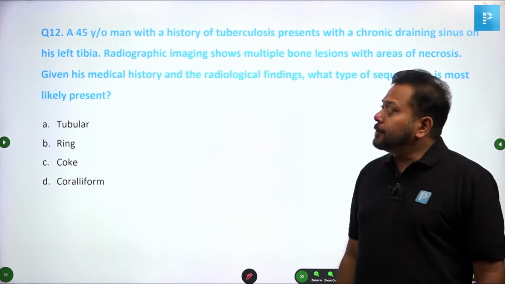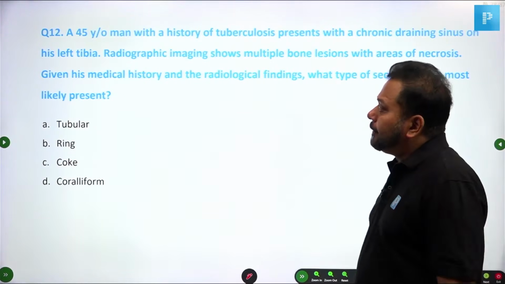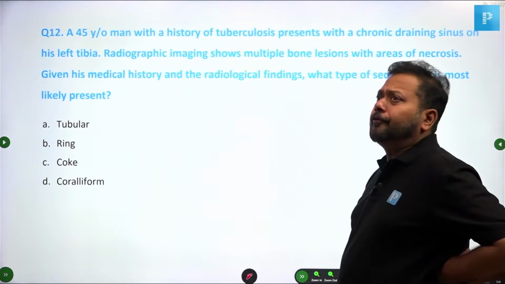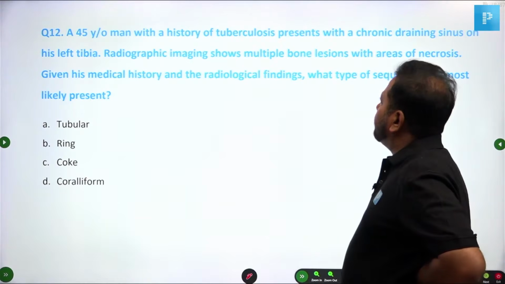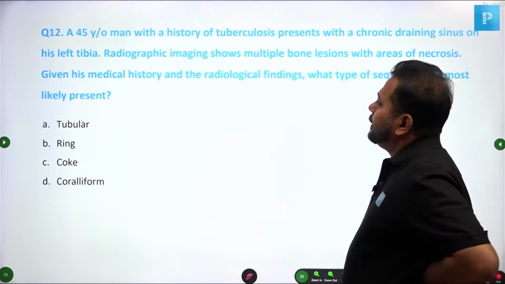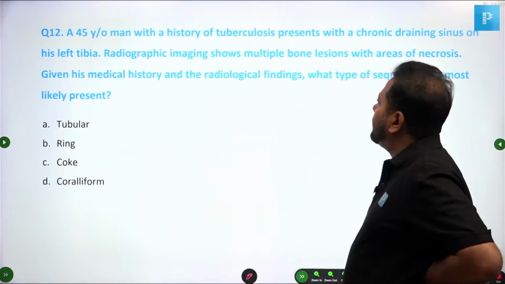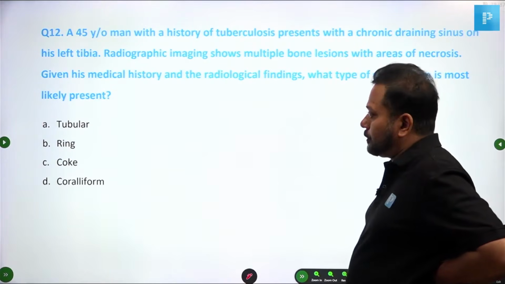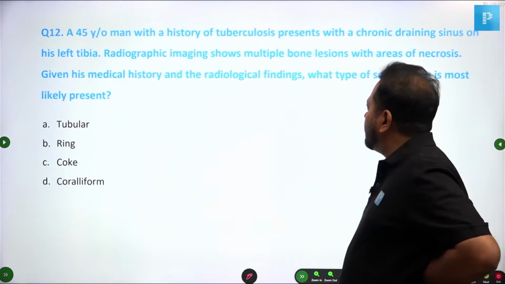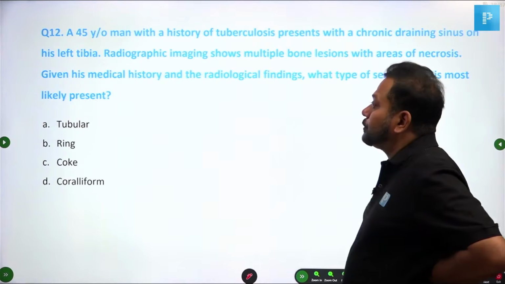Coming to the 12th question. A 45-year-old man with history of tuberculosis presents with a chronic draining sinus on the left tibia. Radiography image shows multiple bone lesions with areas of necrosis. Given his medical history and radiological finding, what type of sequestrum is most likely?